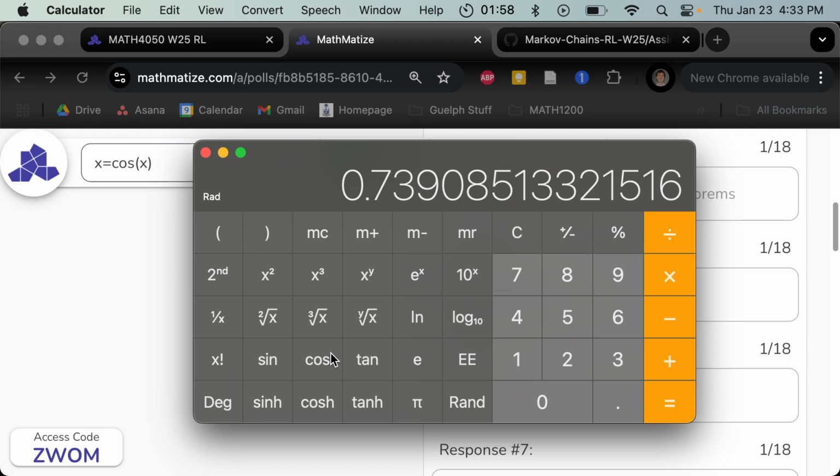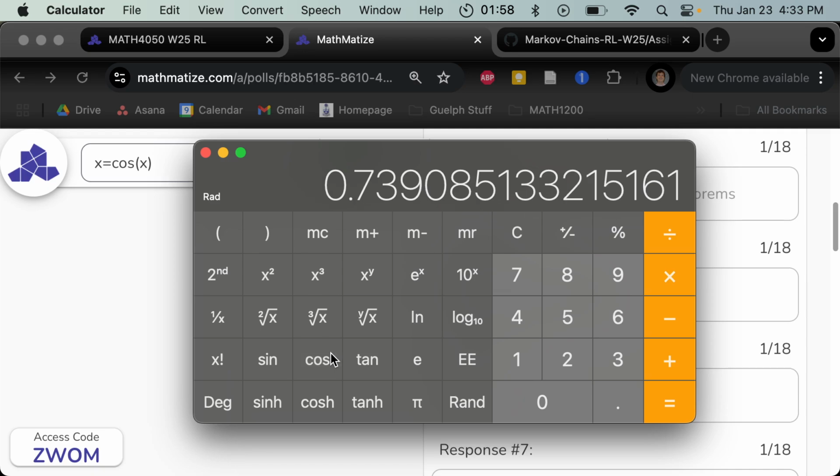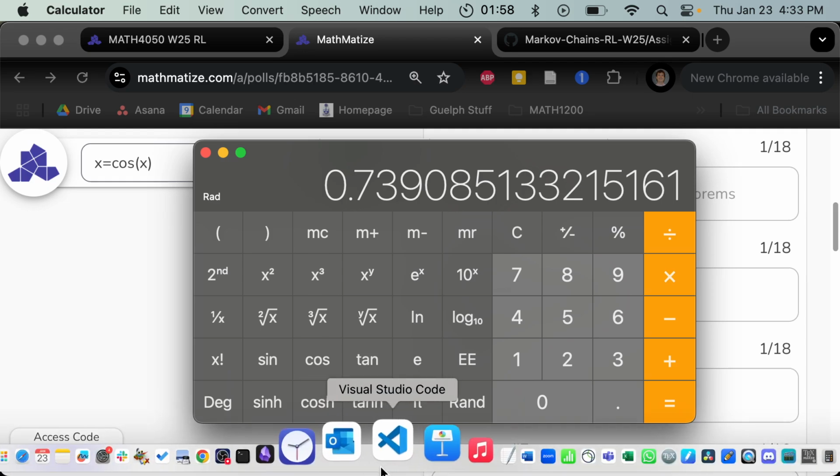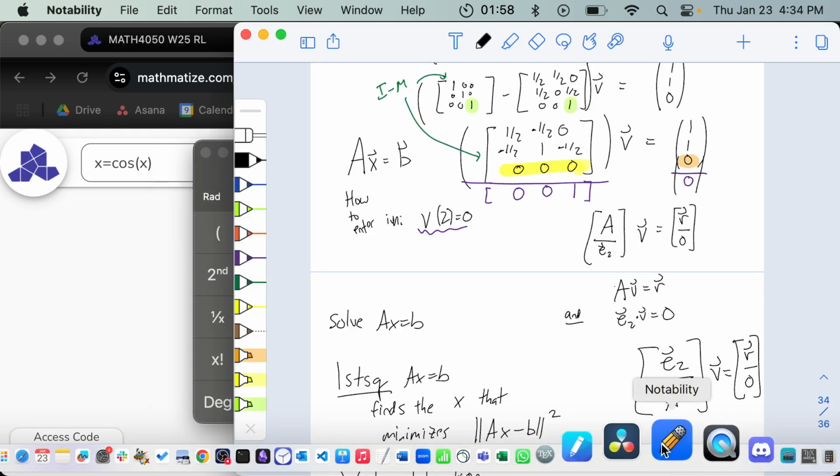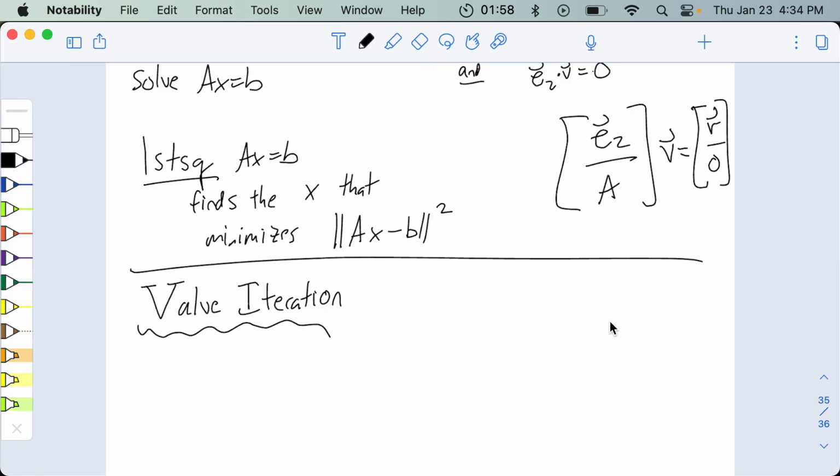And this is a number x where, if I apply cosine to x, the result cosine of x is very close to x. So we've found the solution to x equals cosine of x almost by accident, by just spamming the cosine button on our calculator. And this is a very useful thing. This is called a fixed point equation, as some people figured out.